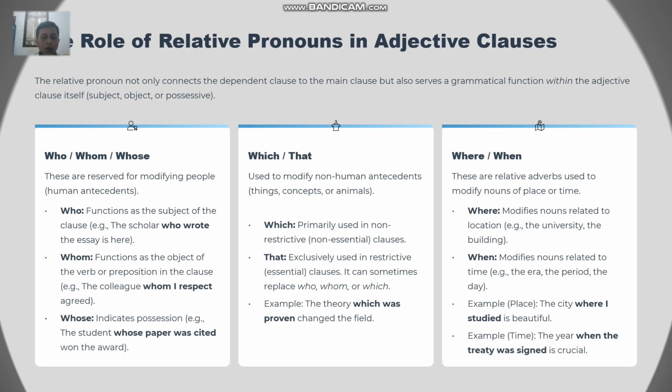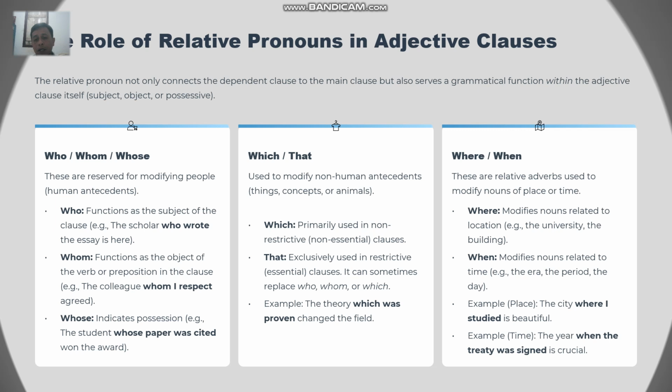Whom functions as the object of the verb or preposition in the clause. For example, the colleague whom I respect agreed. Whose indicates possession. For example, the student whose paper was cited won the award. Which or that are used to modify non-human antecedents: things, concepts, or animals. In this case, which is primarily used in non-restrictive or non-essential clauses. That is exclusively used in restrictive or essential clauses. It can sometimes replace who, whom, or which. For example, the theory which was proven changed the field.